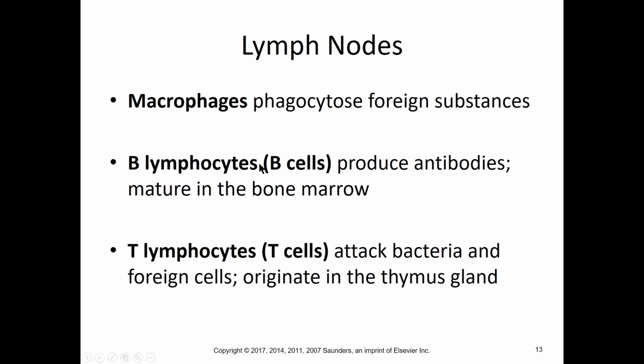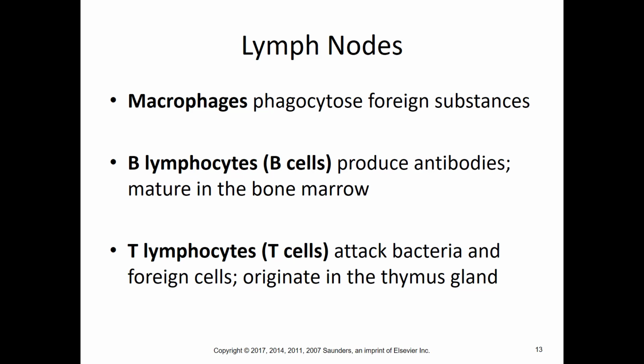The lymph nodes consist of macrophages, which phagocytize foreign substances. B lymphocytes, B cells, produce antibodies and mature in the bone marrow, and T lymphocytes, which are T cells, attack bacteria and foreign cells and originate in the thymus gland. So macrophages, phagocytes, foreign substances. B lymphocytes or B cells produce antibodies, mature in the bone marrow, and T lymphocytes or T cells attack bacteria and foreign cells, originate in the thymus gland.